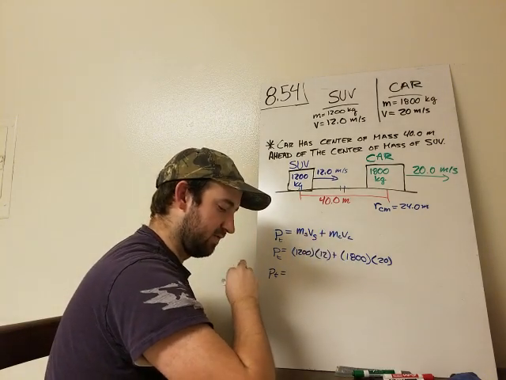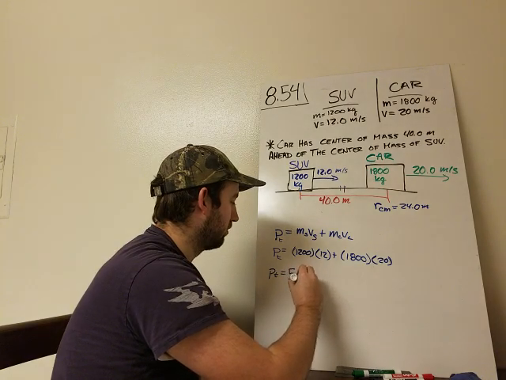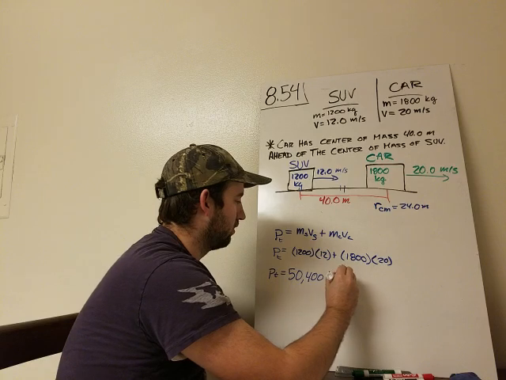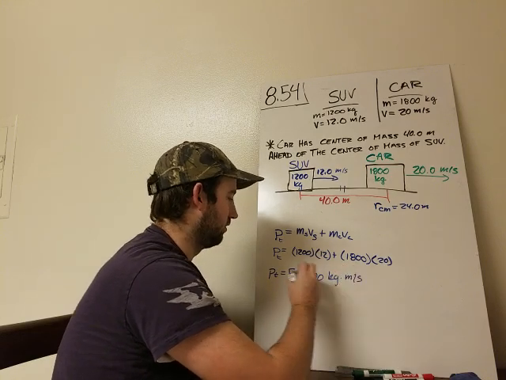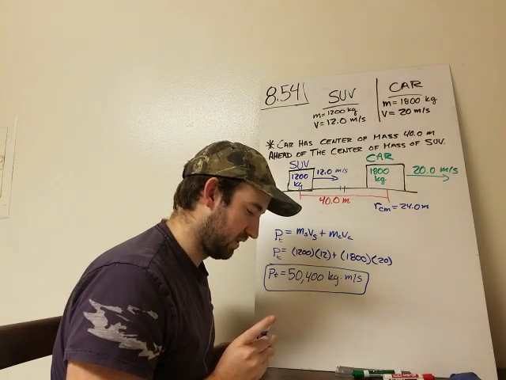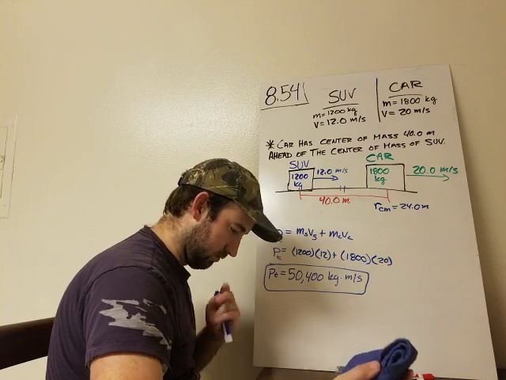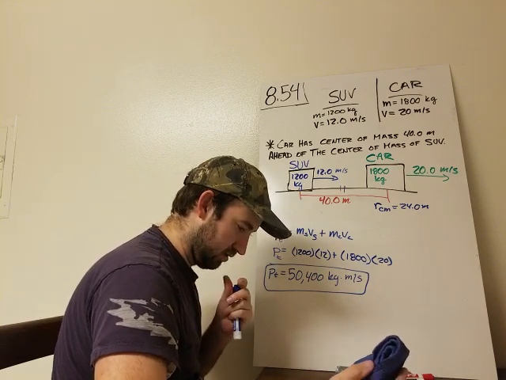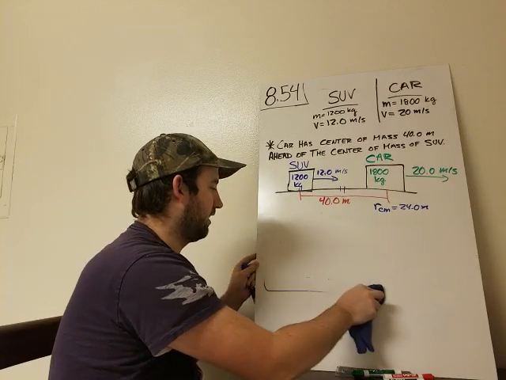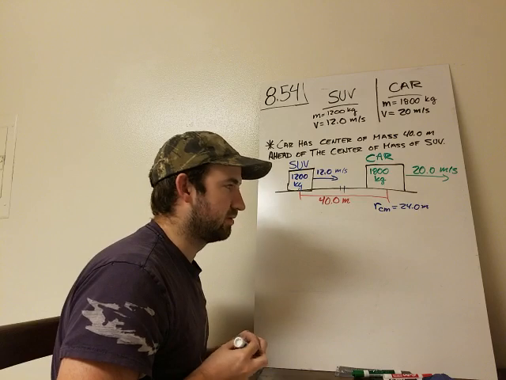When we put that in our calculator, we get that the total momentum of the system is 50,400 kilograms times meters per second. So that's the total momentum of this system. And I don't think we'll need to use that again. No. So we can erase that.